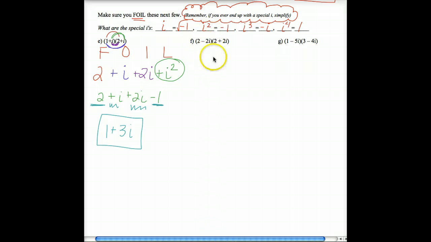All right, let's try another one. So again, it's a binomial times a binomial, so we're FOILing it. First, outside, inside, lasts. So firsts, 2 times 2 is 4. Outsides, 2 times 2i is 4i. Insides, negative 2i times 2 is negative 4i. And lasts, negative 2i times positive 2i is negative 4i squared.